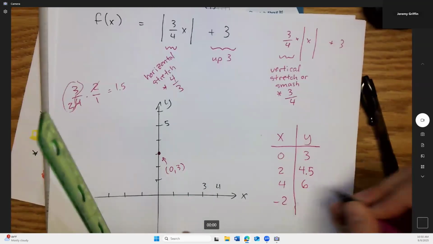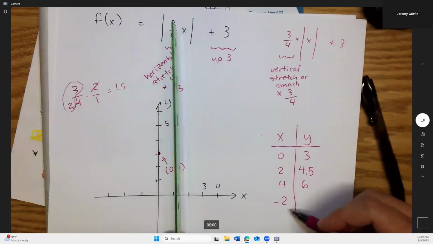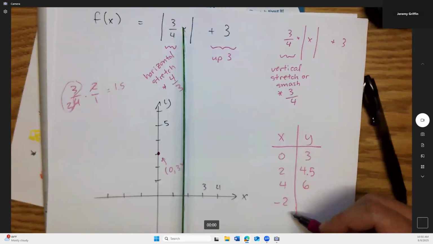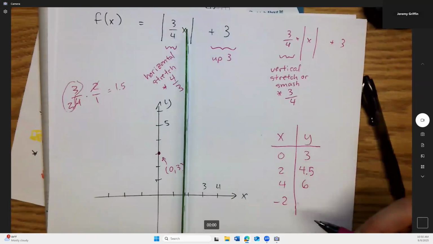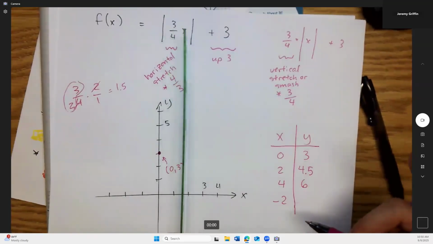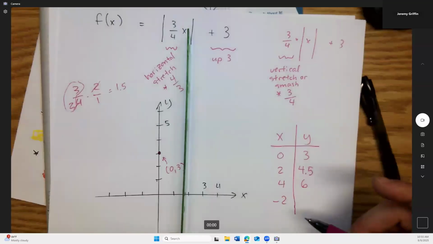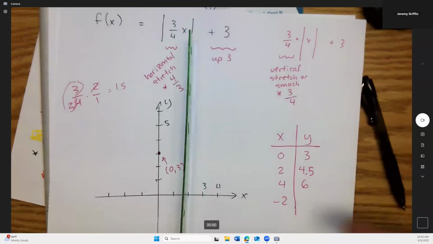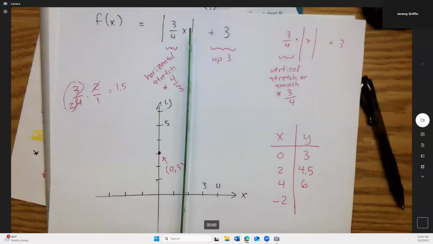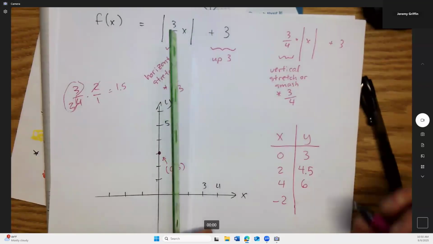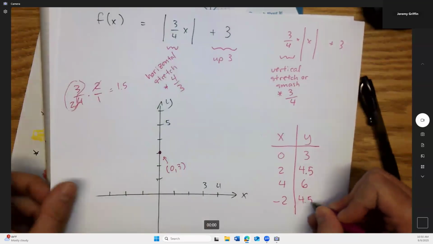Ooh. And let's do -2. What if you plug in -2 in here? -1.5. Right? And what's the absolute value of that? It's back to positive. Positive 1.5. Okay. And then now 3, guys, what's this positive 1.5 plus 3? 4.5.